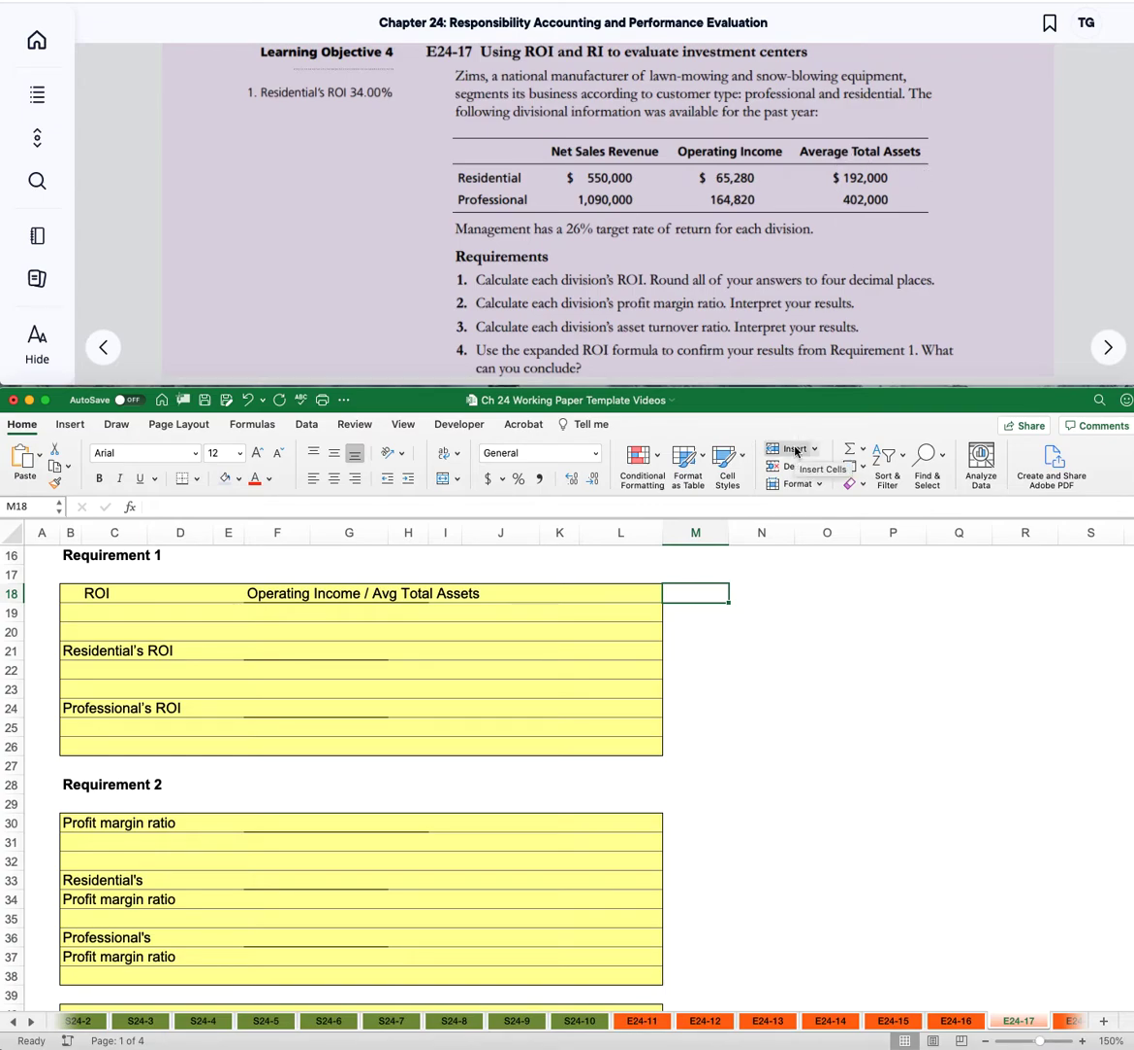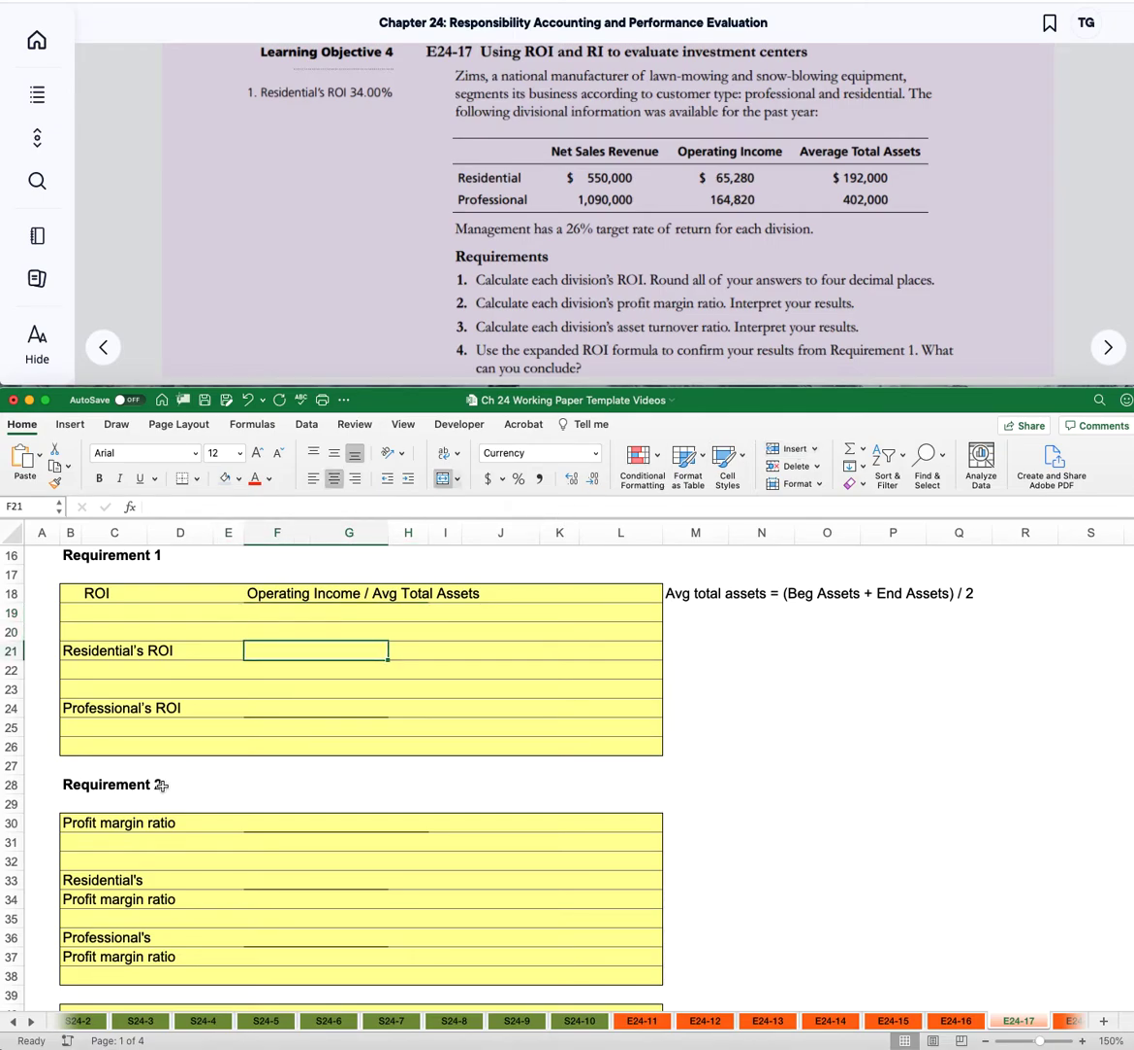So I'll just put over here, if you don't have it, average total assets could be calculated as your beginning assets plus ending assets divided by 2, and you'd be finding that in a balance sheet, the beginning and ending assets.